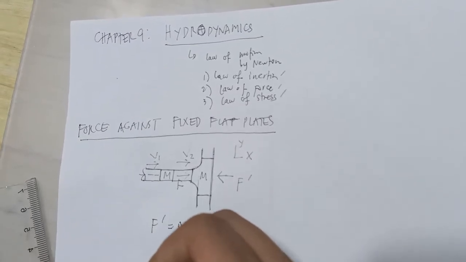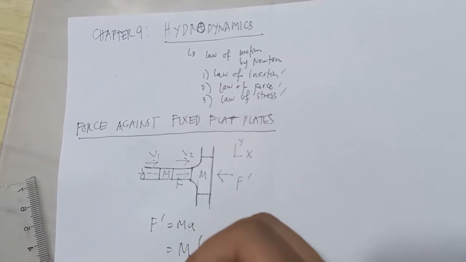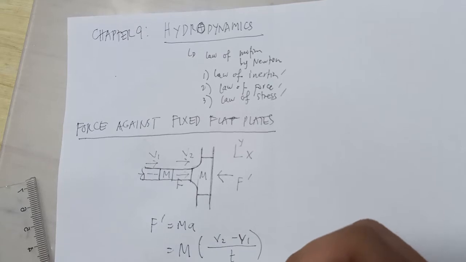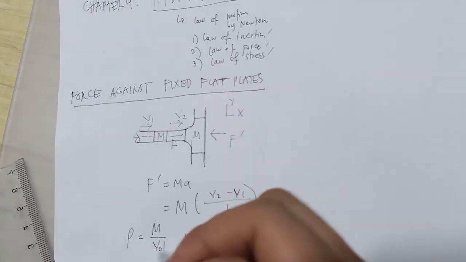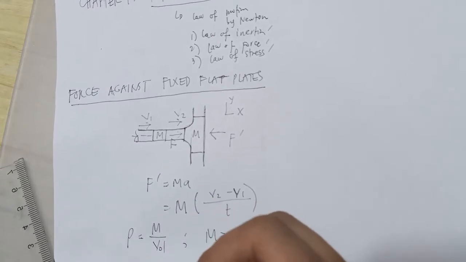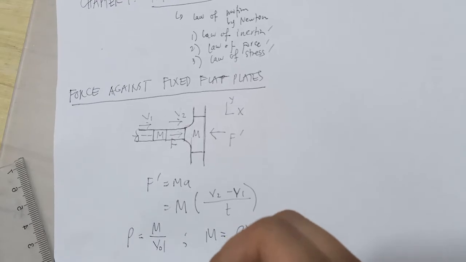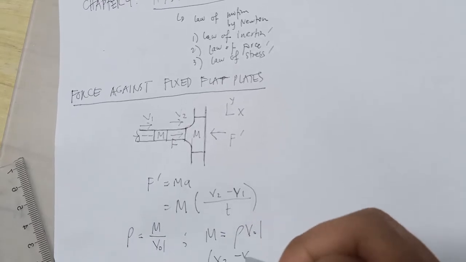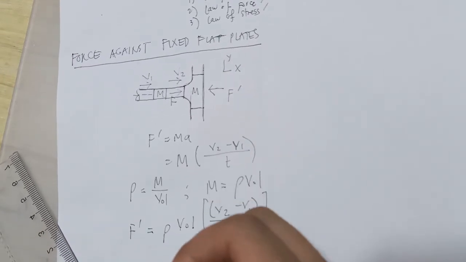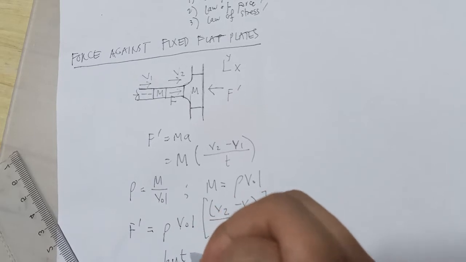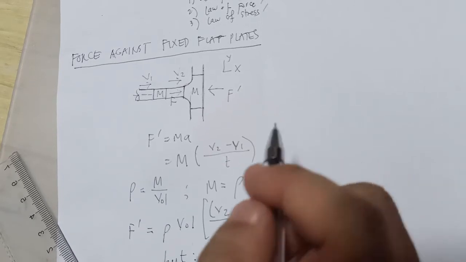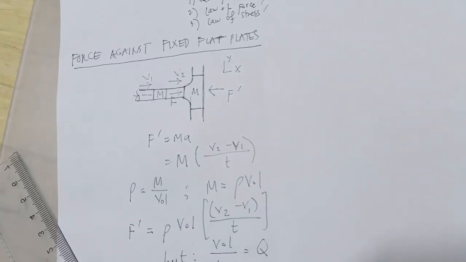And we have known that mass over volume is the mass density, where mass can be put as mass density times the volume. So therefore our F prime is mass density rho times volume times the second velocity minus the first velocity, all over time. But don't forget, volume over time is discharge or flow. This is the force exerted by the plate on the fluid.